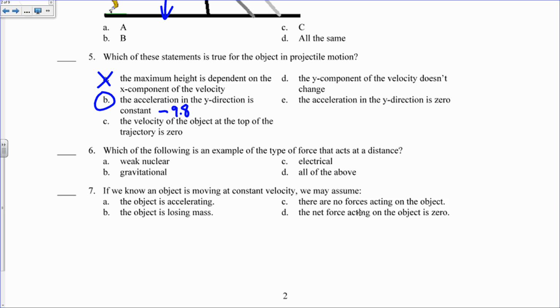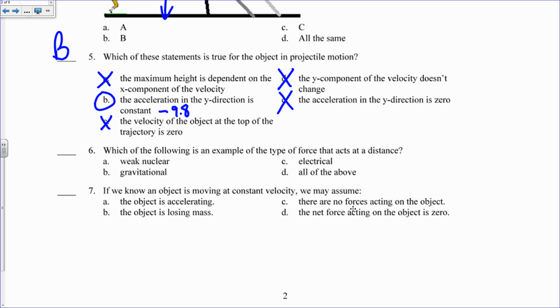Velocity of the object at the top of the trajectory is 0. That's not true. The velocity in the y direction is 0, but not the x component. The y component of the velocity doesn't change. That's not true. It changes quite a bit. And the acceleration is 0 in the y direction. That's not true either. So the answer for number 5 is B.